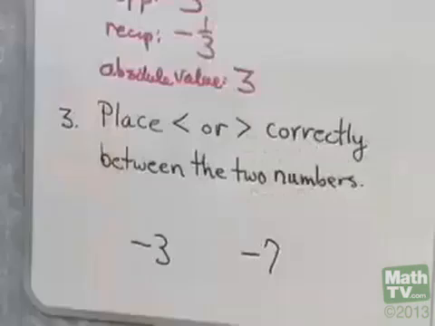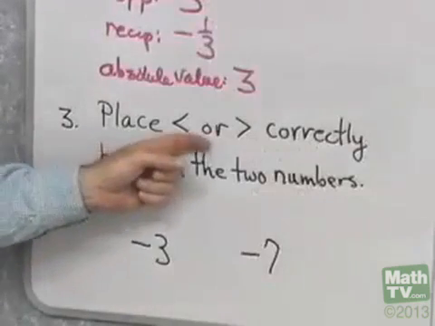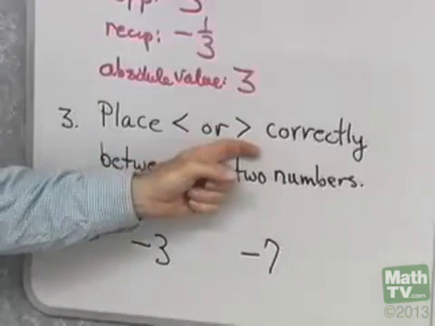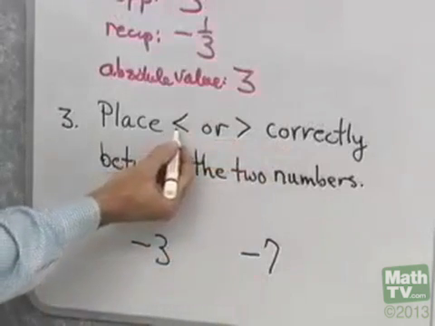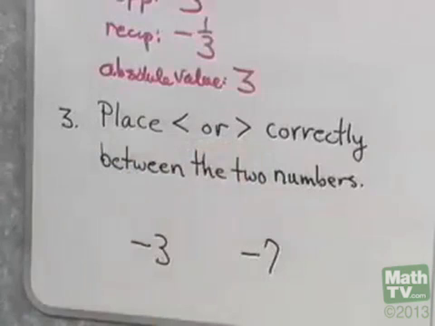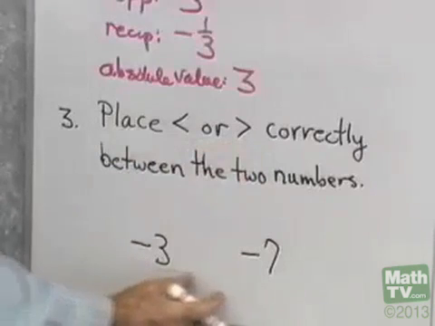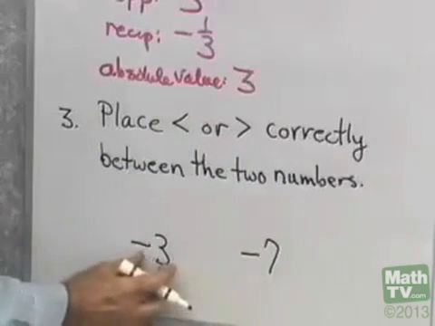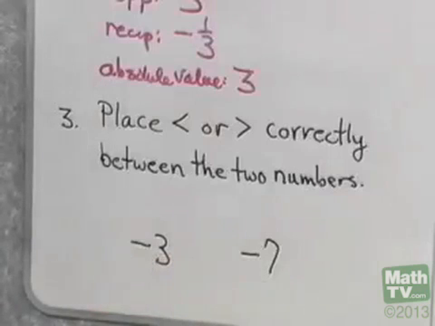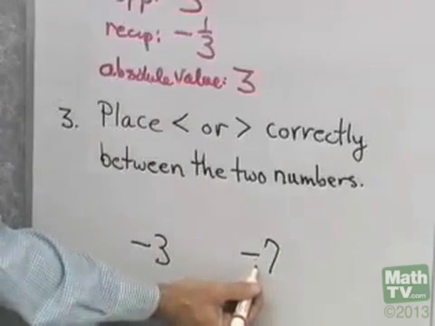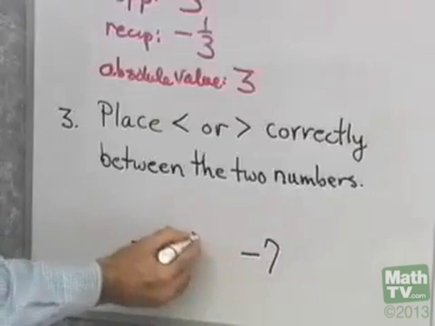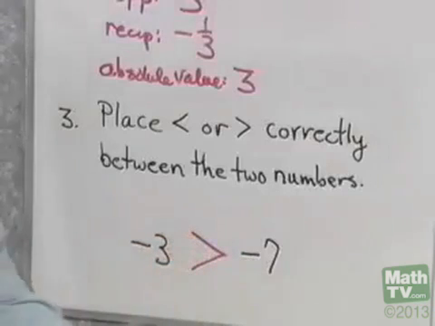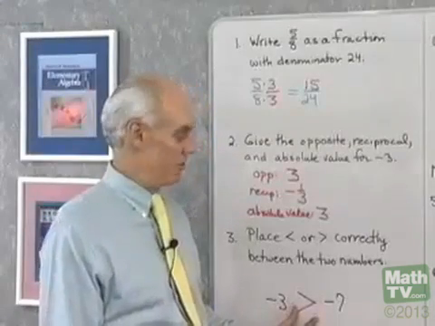Here's our next problem. Let's place either less than or greater than, one of these two inequality symbols, correctly between these two numbers right here. Well, inequality symbols always point to the smaller of the two numbers. So the question really is, between -3 and -7, which one of these numbers is smaller? Well, it's the number that's more to the left on the number line. And -7, if you look on the number line, is to the left of -3. So -7 must be the smaller of the two numbers. So that's the correct inequality symbol to use.